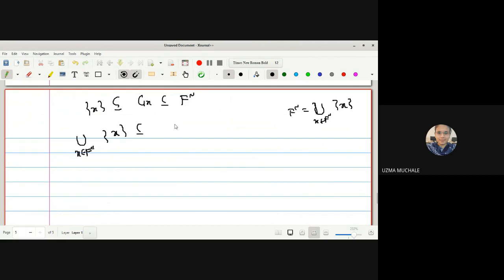So let me write this as union of all Gx where x is a member of F complement, which is contained in F complement. So the effect of union will not be there on the F complement since we are not discussing that, because F complement is nothing but your union of all singleton x itself.